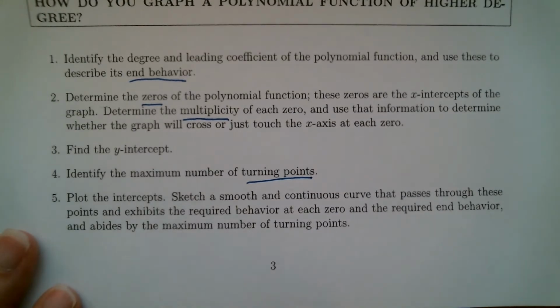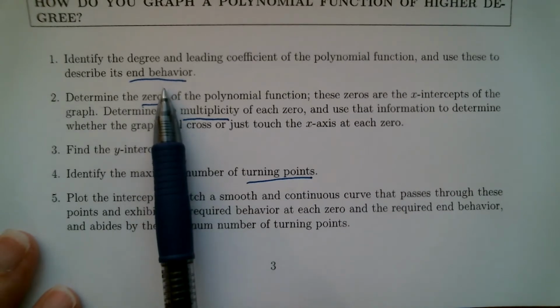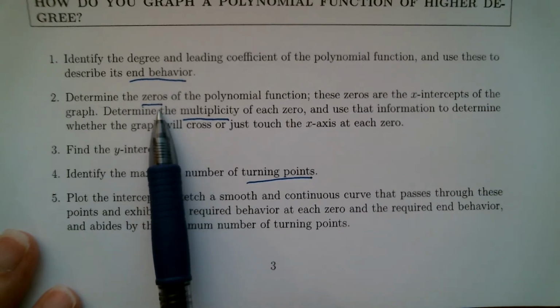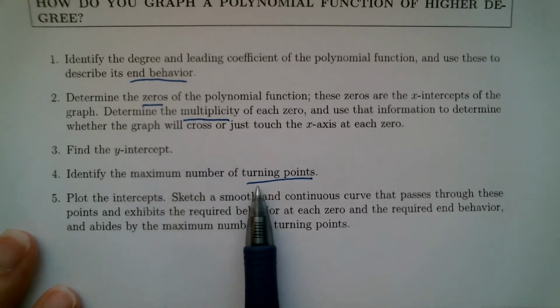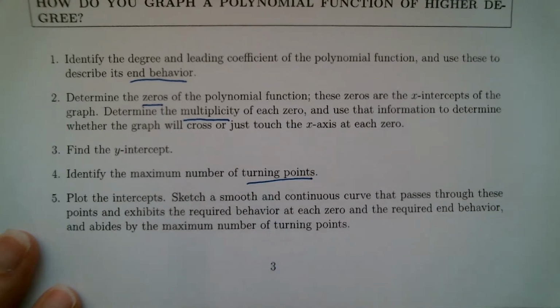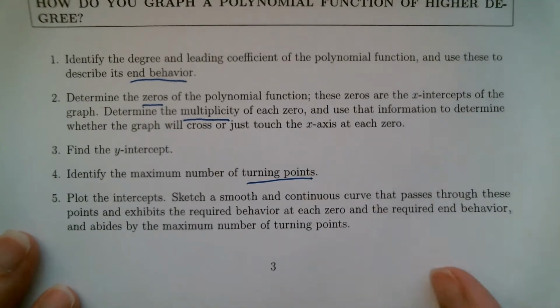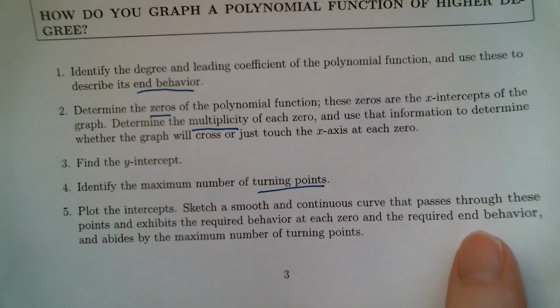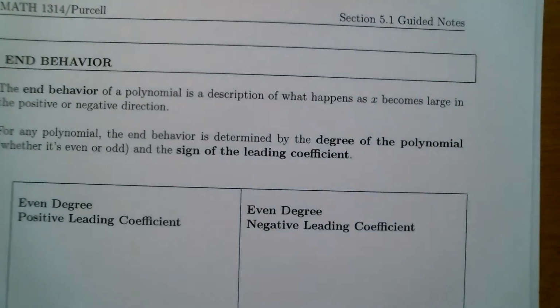Like I said, before we can actually start doing this, we need to talk about what end behavior is. We need to go into detail with zeros and multiplicity, and we need to look at turning points. So we're going to go into each one of those concepts individually, and then we will come back and start using these steps to graph, or to do rough sketches of, polynomial functions of higher degree. All right, let's first talk about end behavior. Okay, so here we go.